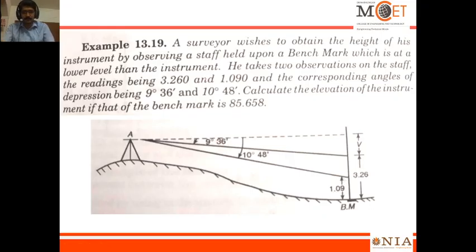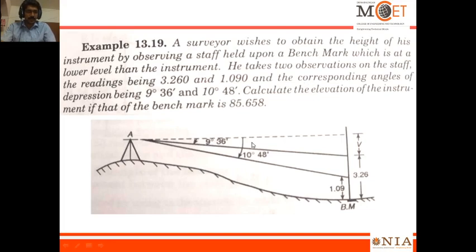of depression being given. Since they have given depression, they did not denote minus. If they are not giving depression and put minus also, you have to remember it is depression, right? So this is 9 degree 36 minutes and 10 degree 48 minutes, right? Calculate the elevation of the instrument if that of the benchmark is 85.658 meter. We need to calculate the RL of the station A.